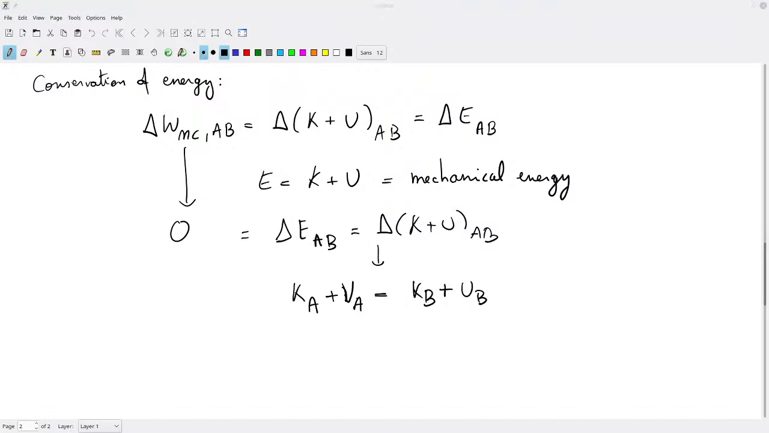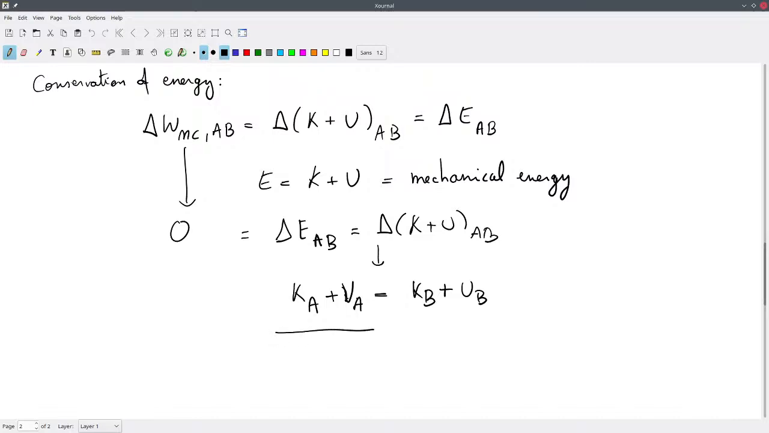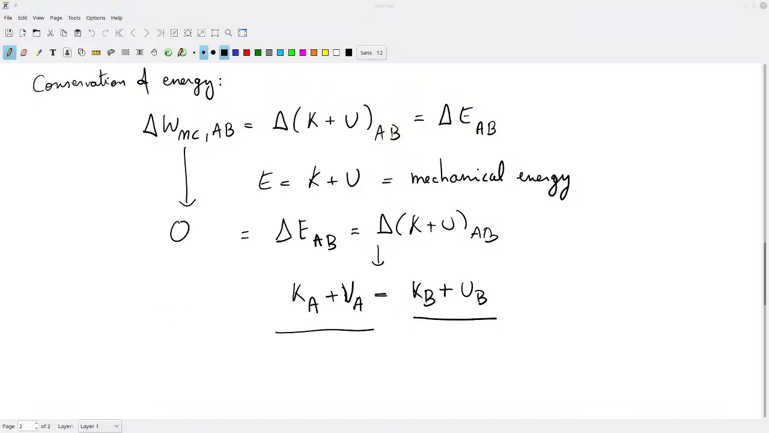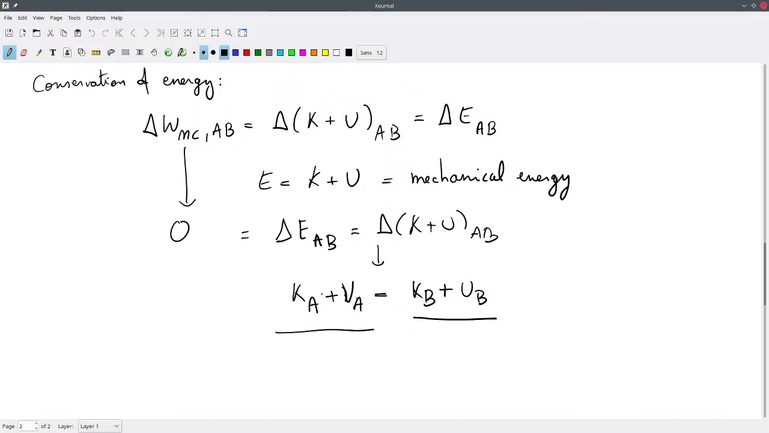Or in other words, the sum of kinetic and potential energy at the starting point must be the sum of kinetic and potential energy at the ending point, or at the other points that you're interested in deriving a quantity for. So let's look at an example, which is the simple pendulum.